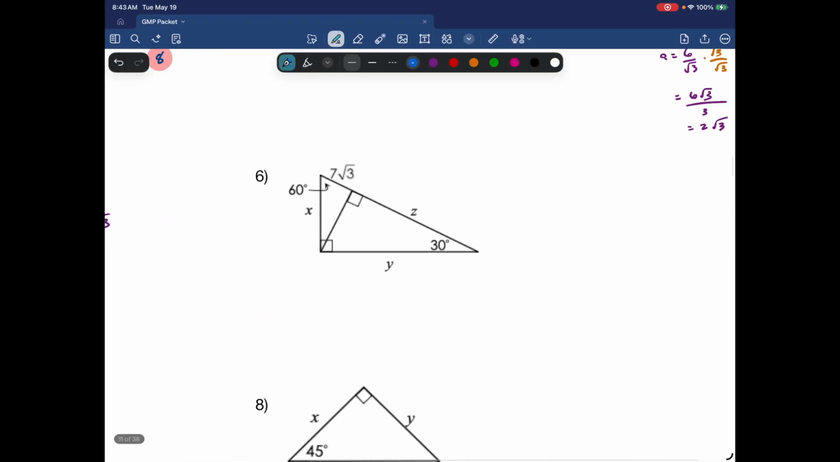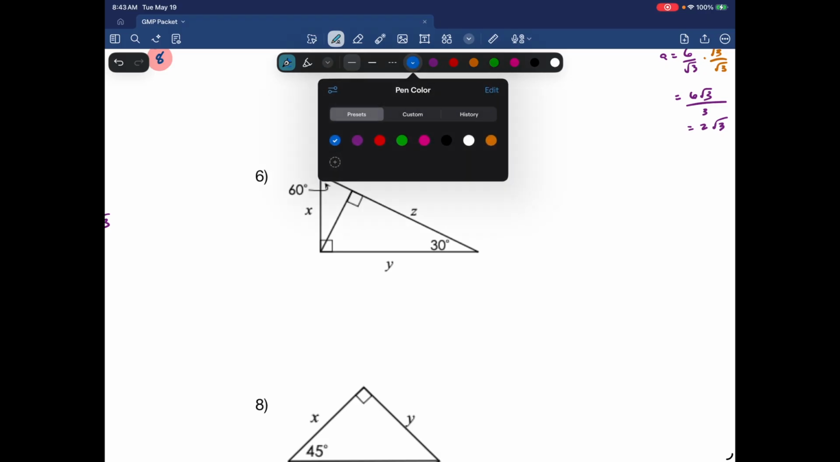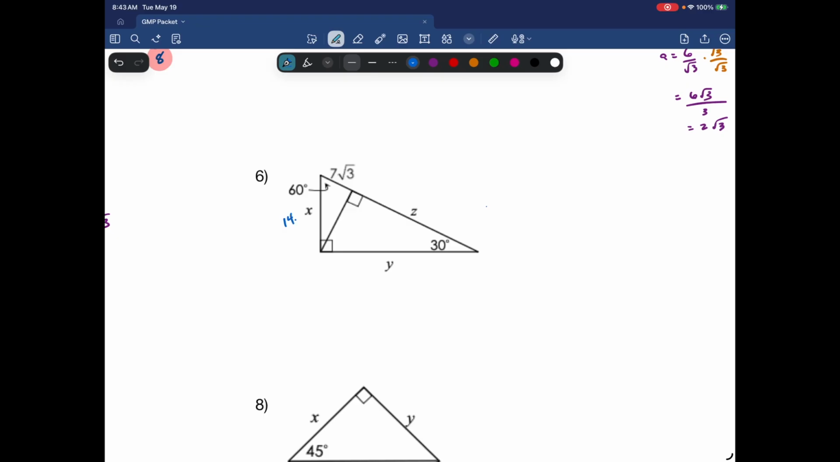All right, on 6. 60 is across on the other side. So your shorter leg is 7 square root of 3. So that means your x is going to be 14 square root of 3. And then when you multiply 7 square root of 3 times square root of 3, you end up with 7 times 3, which is just 21. So this side right here is going to be 21. Since this is also 30, now the 21 is across from 30, which means that's the short leg, which means this is going to be 42, and this is going to be 21 square root of 3.